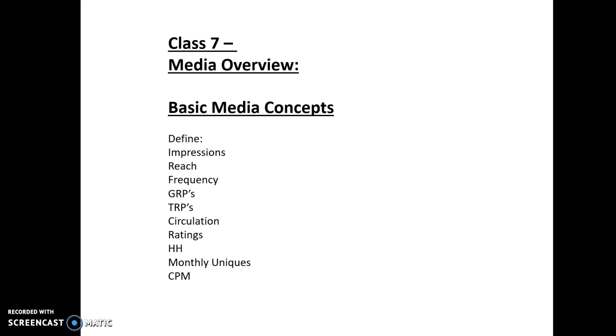Very fundamental media concept: reach times frequency equals gross rating points. TRPs are also rating points, but they're target rating points. Some people express rating points and call them points against your target. What is circulation? This is another way of measuring media.